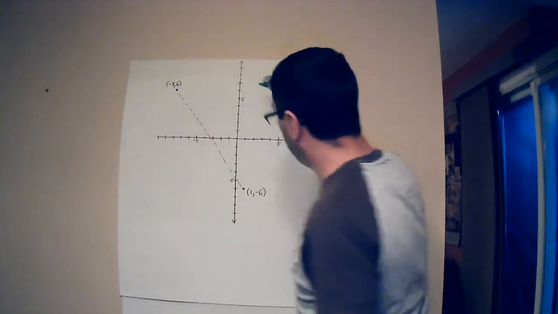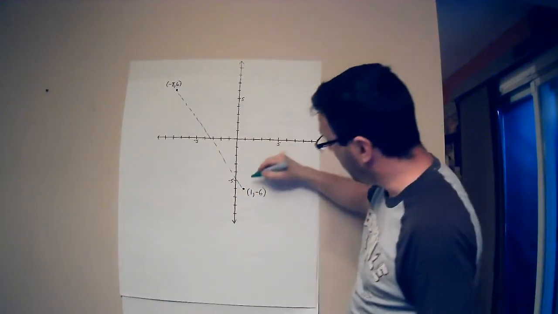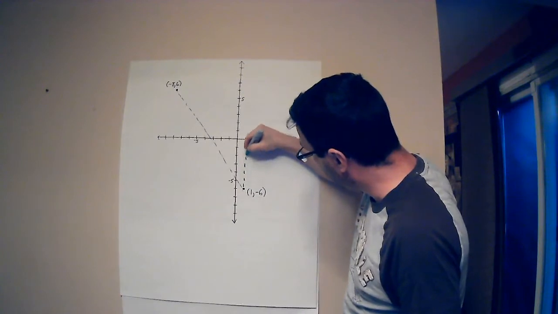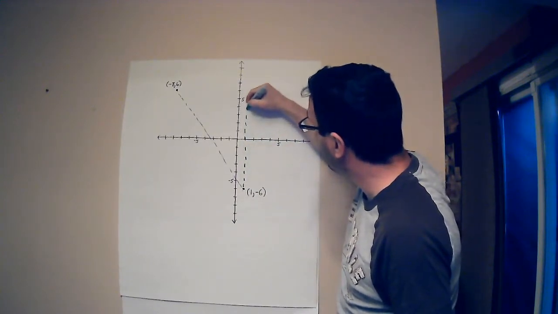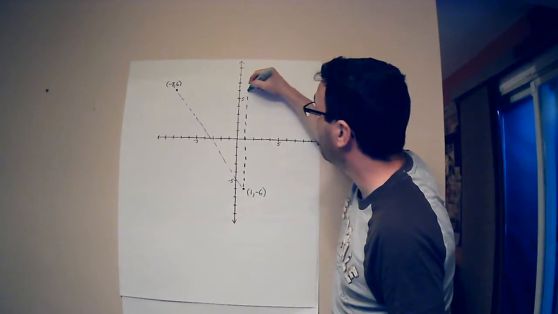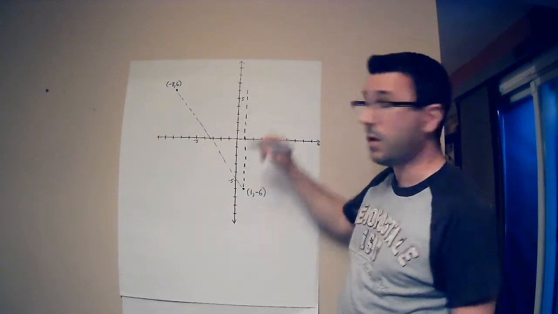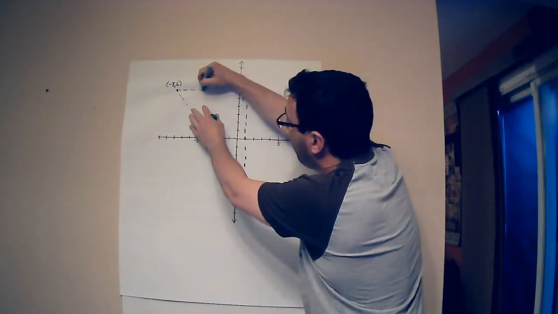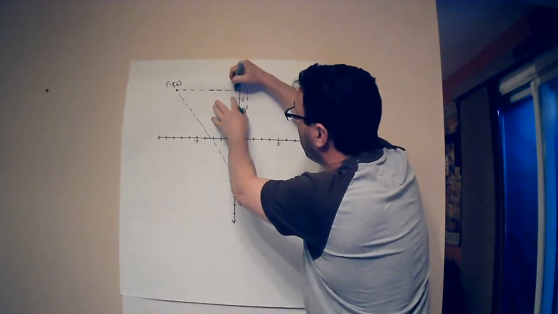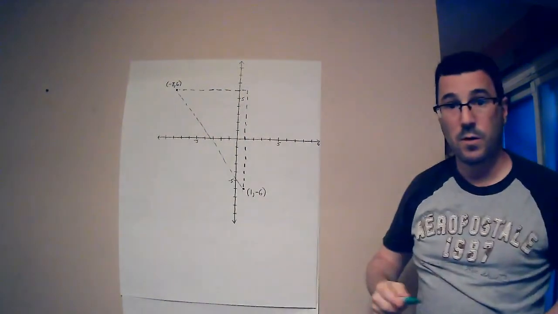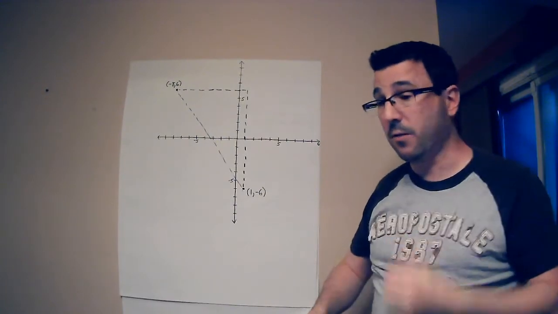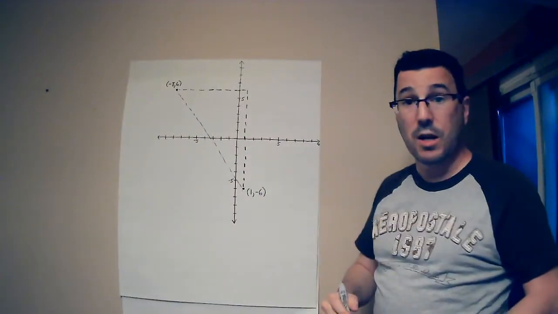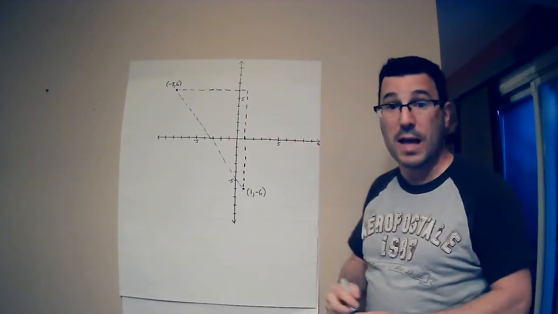So I got my green one this time, and I'm going to make a line here, and I'm going to make sure I don't go too far. And then I'm going to go across. Now I have a right triangle. So I'm going to do what I've been doing. I'm going to use the Pythagorean theorem.